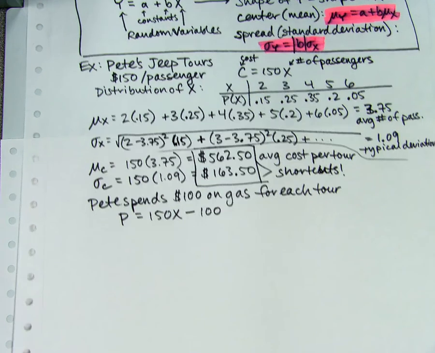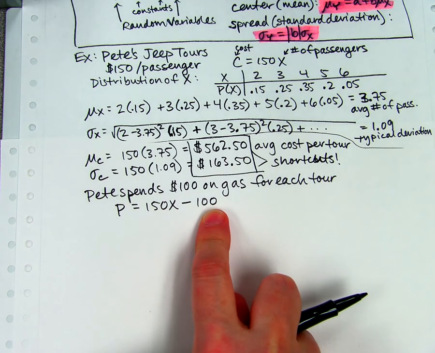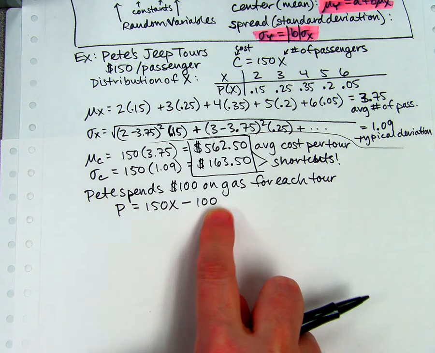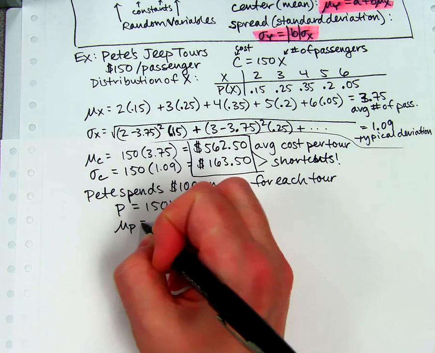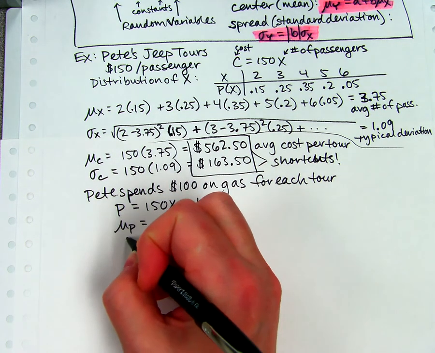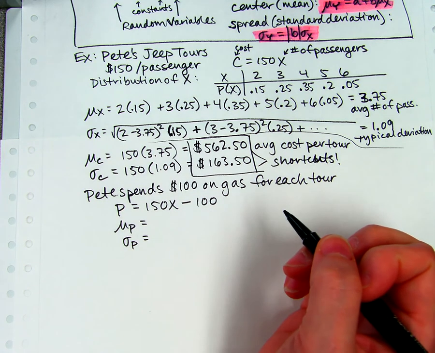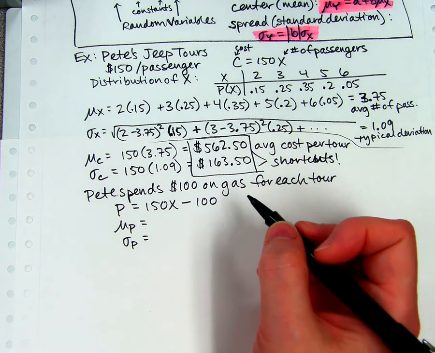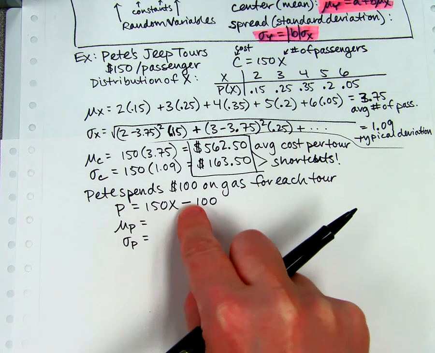That's another random variable. Notice now we're multiplying and we're subtracting, so we're going to have to think about those formulas. That's fine. We're going to find the mean of P, which is the mean profit per tour, and the standard deviation of P, which is the typical deviation of the profit per tour. How do you do that? Well, we already did the 150 part, right? So it's C minus 100.